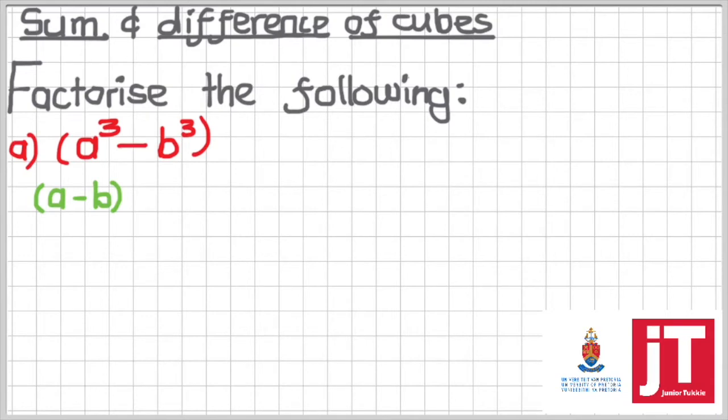But how did we get those terms? If we take the cube root of a to the power 3, we get a. The cube root of b to the power 3, we get b. We maintain the sign that we started with, which is the negative, in the binomial. Then from the trinomial, we're going to get a to the power 2 plus ab plus b squared.